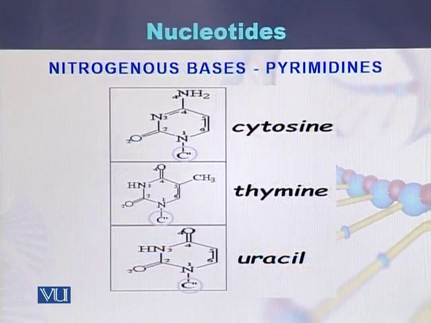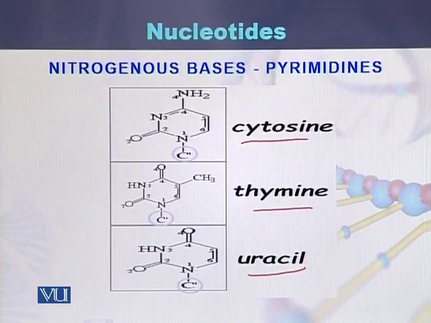In nucleotides, there are 5 different types of nitrogenous bases. Cytosine, thymine, and uracil are single ring nitrogenous bases and collectively they are called pyrimidines.